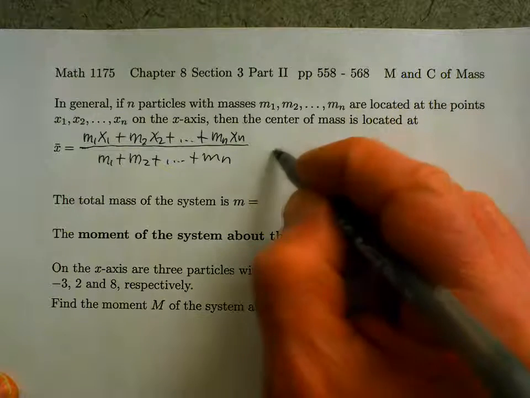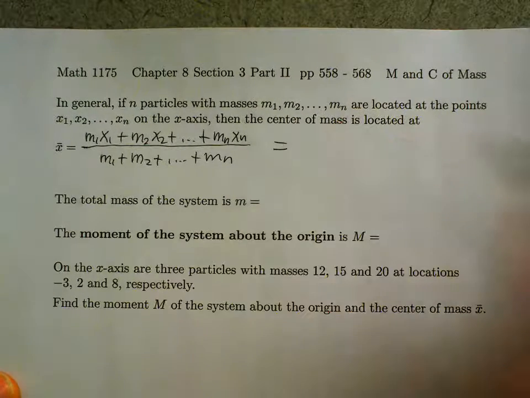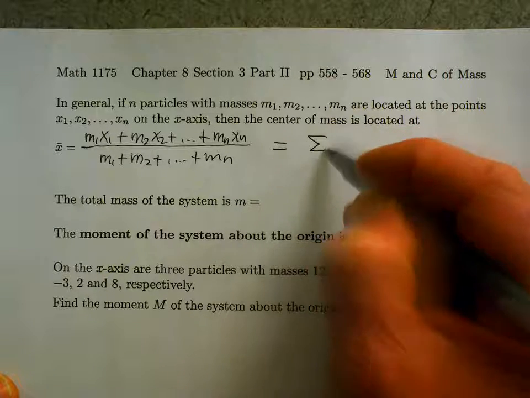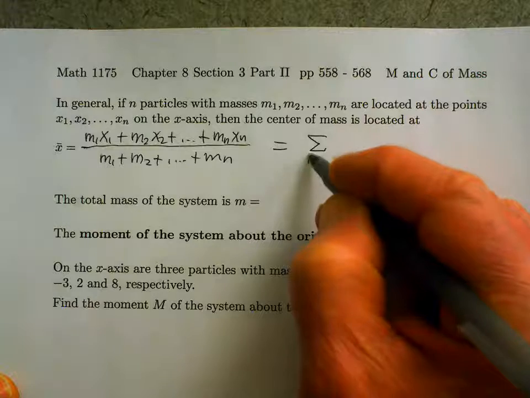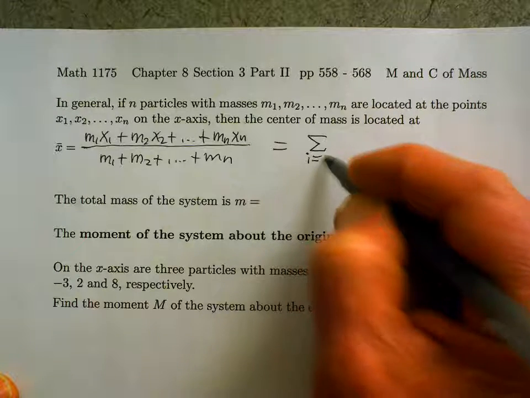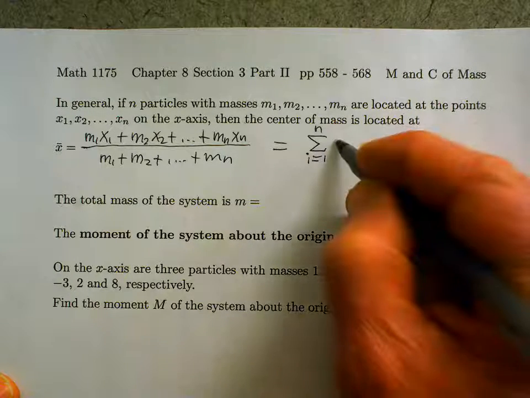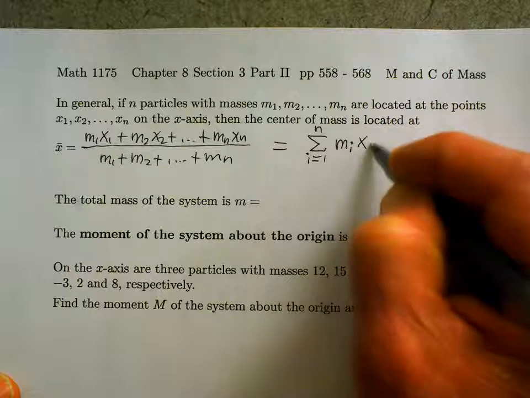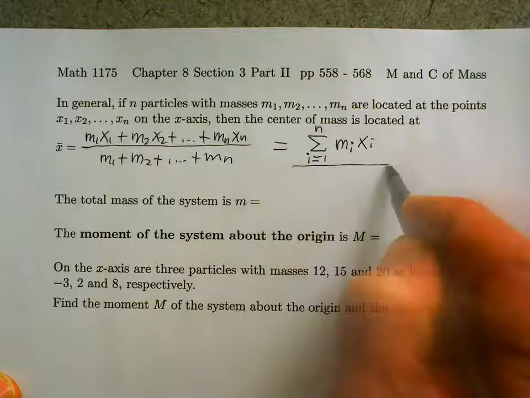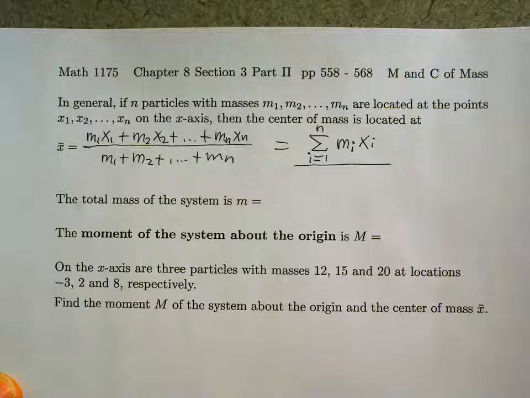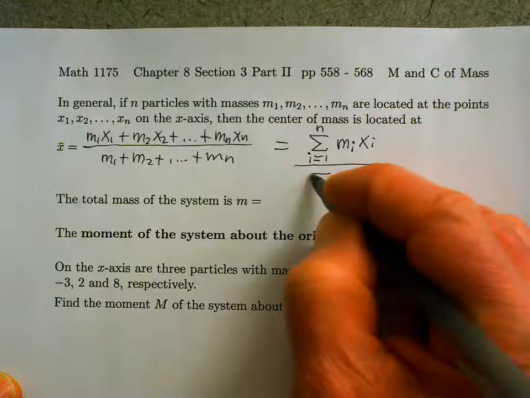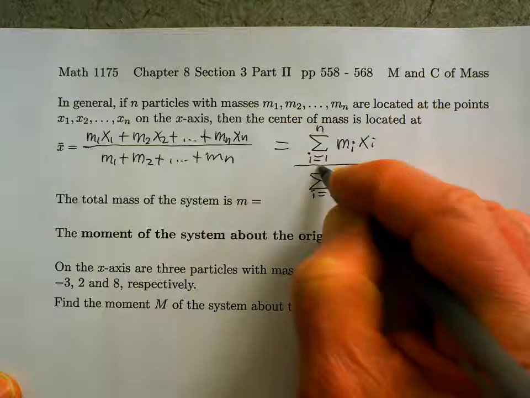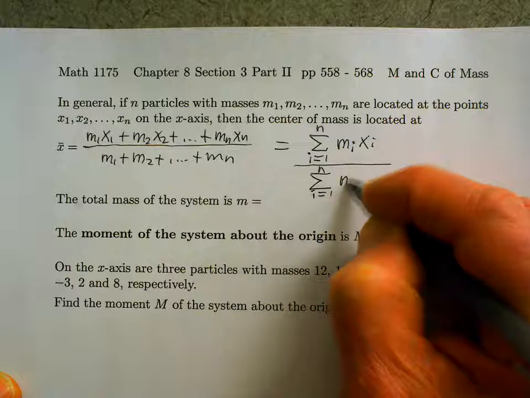You can use sigma notation in the numerator. We add from i equals 1 to n, and the individual terms have the form m sub i times x sub i. And in the denominator, we're adding the masses, so we can write sigma i equals 1 to n of m sub i.